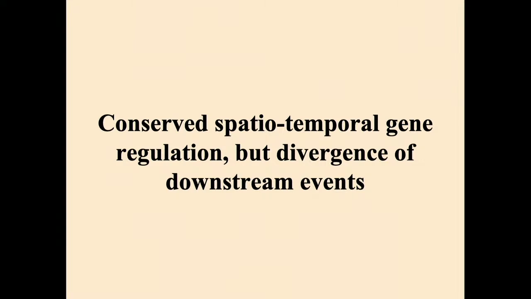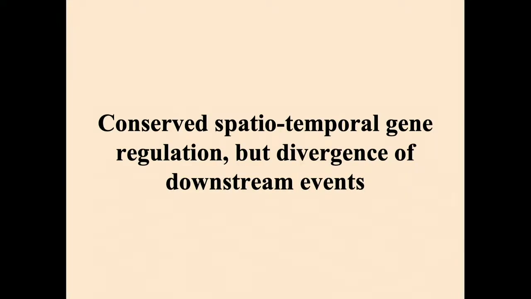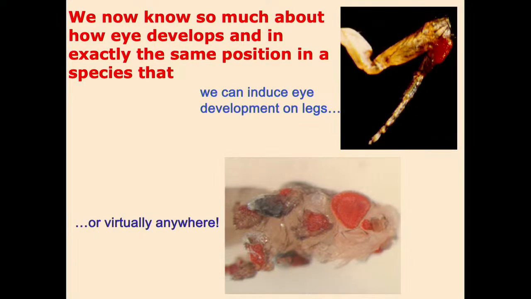So another very dramatic example, this is work of Walter Gehring's lab in Basel. Divergence of the downstream events. So I told you about eye development. There is a gene required for eye development. It is supposed to be expressed where eyes are formed, and it should not be expressed where eyes are not supposed to be formed. But if you overexpress this gene, in the case of Drosophila, you can see new eyes coming on the leg or virtually anywhere in the body.